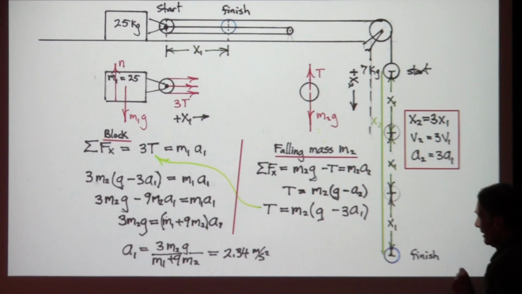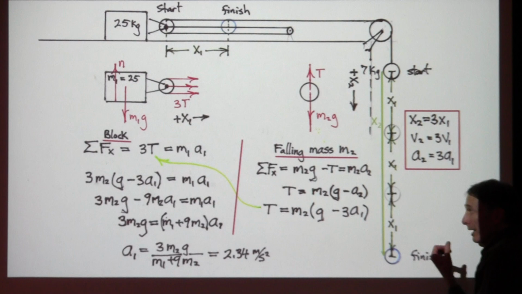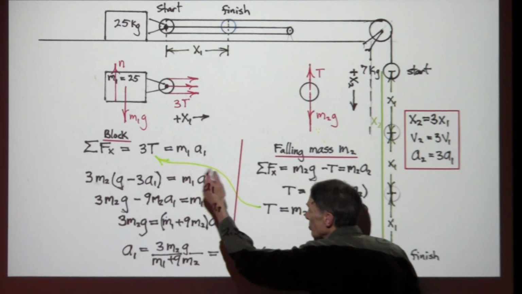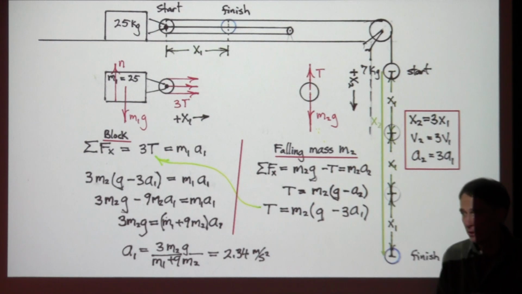So get a piece of scratch paper and do it for yourself. Again, there's no right way. You could have taken this one, solved for T, and come into here, and you can still do the problem. It's not a big deal.